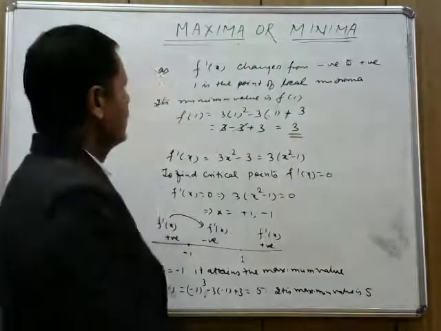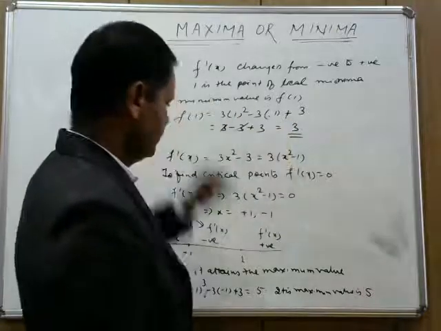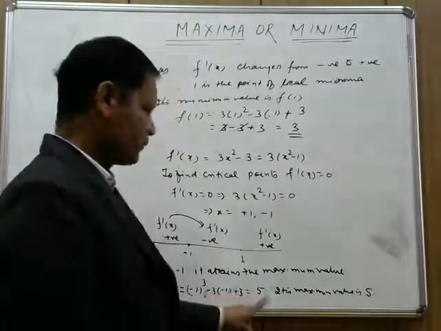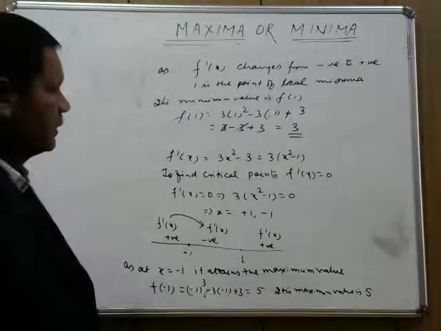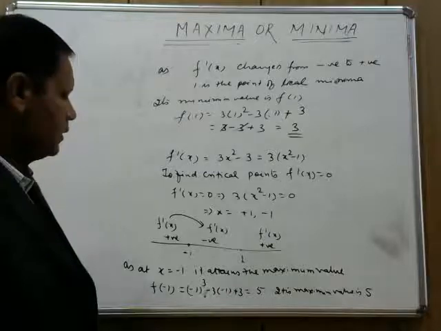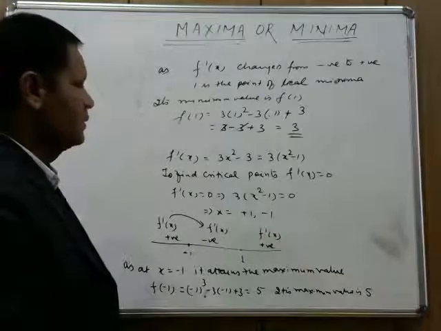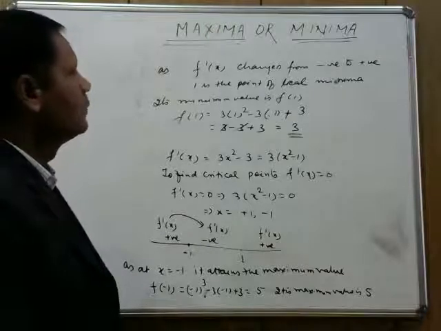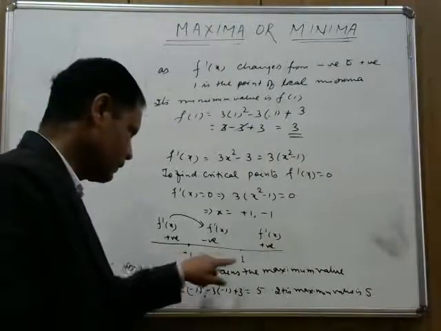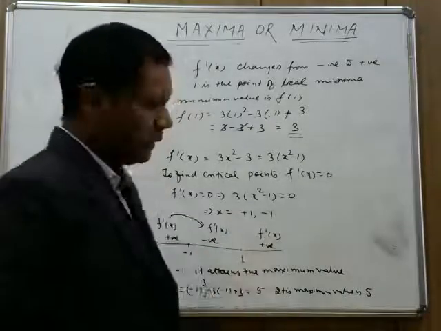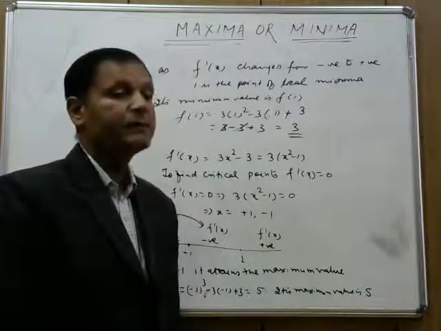Now its minimum value is 3, which is attained at the point 1, and its maximum value is 5, which is attained at the point minus 1. That's why we have got the maximum value and minimum value of this function, where it attains the maxima and minima. That is, now 2 points we got, minus 1 and 1.